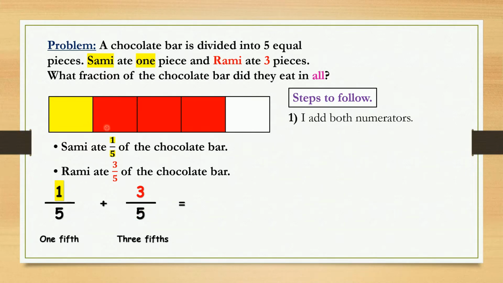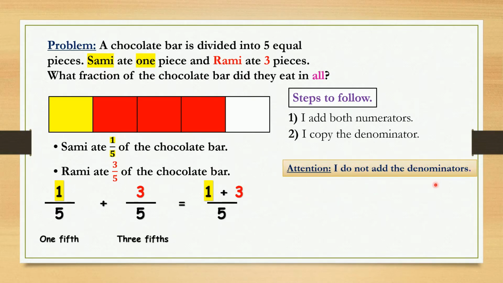First, I add both numerators. I add 1 plus 3. Second step, I copy the denominator because here, in fact, they ate 4 pieces out of 5. They did not eat 4 pieces out of 10. So here I don't add the denominators. I copy the denominator as it is. I just add the numerators, the pieces that they ate. Attention, I do not add the denominators. Equals 1 plus 3, 4/5.